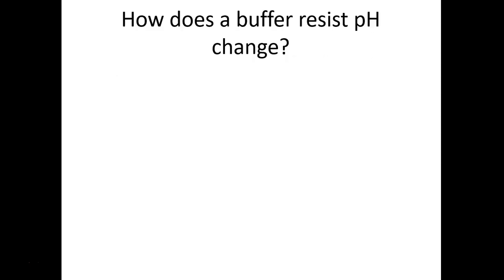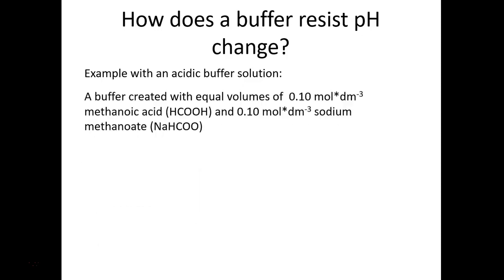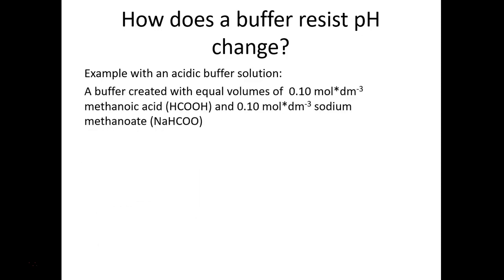All right, so how does a buffer resist pH changes? Let's look at some examples. All right, so let's look at an acidic buffer solution. So let's say that we created a buffer with equal volumes of 0.1 molar methanoic acid and 0.1 molar sodium methanoate. So that means that it's formed from methanoic acid, it's been deprotonated, and then it's combined with sodium. Okay, now, here's how we would write an equation for that. So we are showing methanoic acid dissociating into hydrogen ions and the methanoate ion.